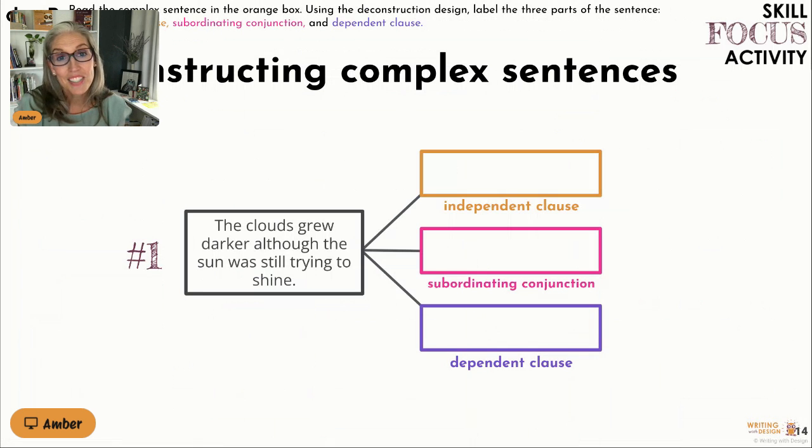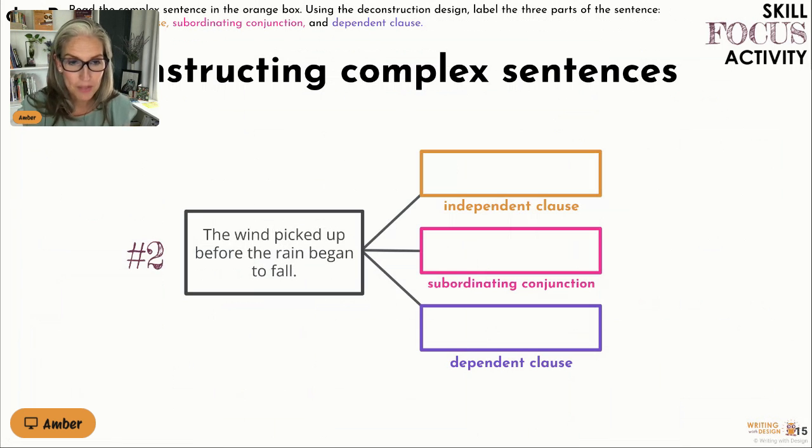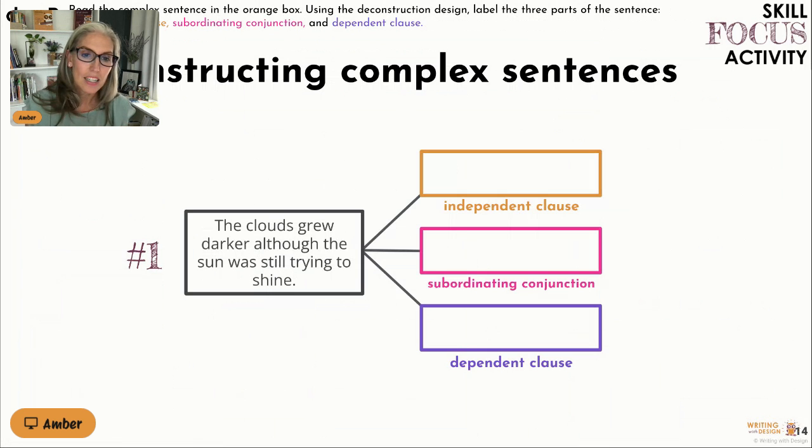All right. For day 3, what we're going to do here is take a sentence and deconstruct it into its independent clause. Where's the subordinating conjunction, and what is the dependent clause that finishes out the sentence, right? So in this case, we have, oh, actually, we've got another one, right? So we've got our first sentence here. The clouds grew darker, although the sun was still trying to shine. Okay, so take a moment, pop in or write in the 3 different sections. What belongs in each of those boxes?